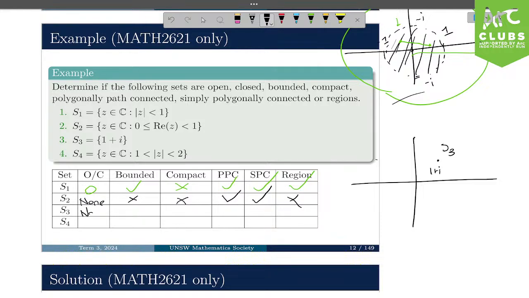And since it's not open or closed, it's not going to be compact. It's not going to be a region. So is it bounded? We can just pick a circle that takes it in. Yeah, it's going to be bounded. Is it polygonally path connected? Simply connected? Well, I believe vacuously yes, but I'll go check.